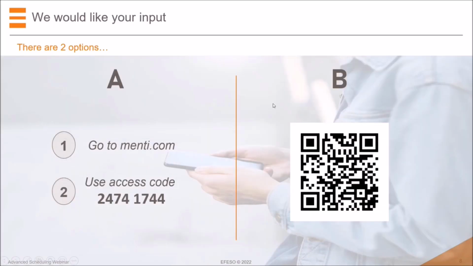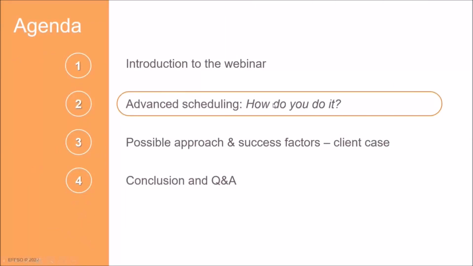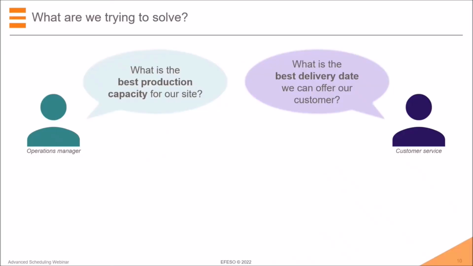Good. Now let's dive into the world of advanced scheduling. So let's start with the basics. What are we trying to improve in our scheduling? You could have your operations manager who is asking for a better production capacity. Can we produce more? Can we use our machinery more efficiently? For example, if demand is higher than production of a current day.